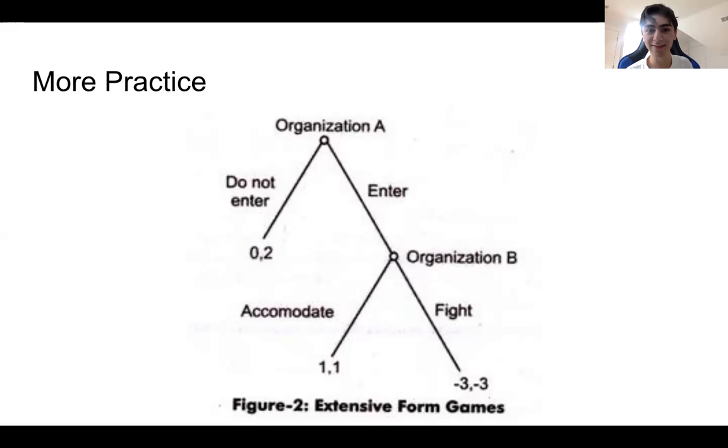So organization A is going to choose to enter the market, and organization B is going to choose to accommodate them. So let's quickly do this a little bit more formally. Organization B, given the fact that organization A entered, is going to choose to accommodate, because if they choose to fight, they get a payoff of -3, which is bad. And if they choose to accommodate, they'll get a payoff of 1, which isn't great, but is certainly better. So based on that, organization A, if they choose to enter, they will get a payoff of 1, as organization B is going to choose to accommodate. And if they do not enter, they get a payoff of 0. So they're going to choose to enter as opposed to not enter. Exactly. Yeah, you guys are good.